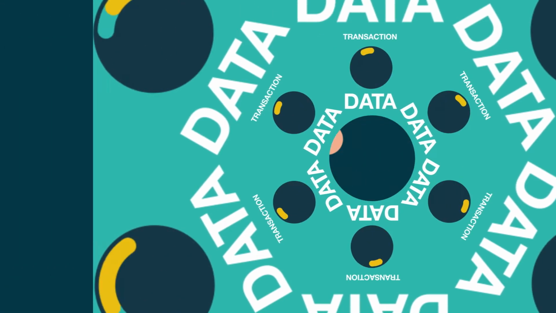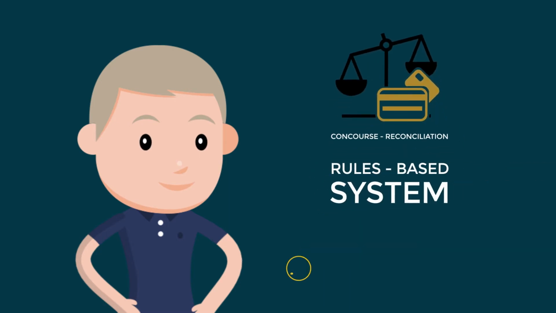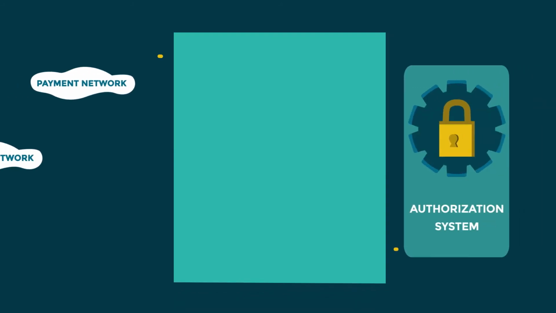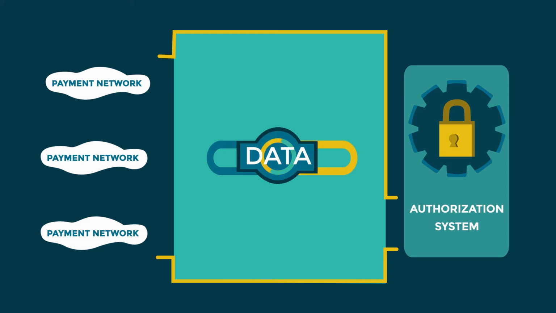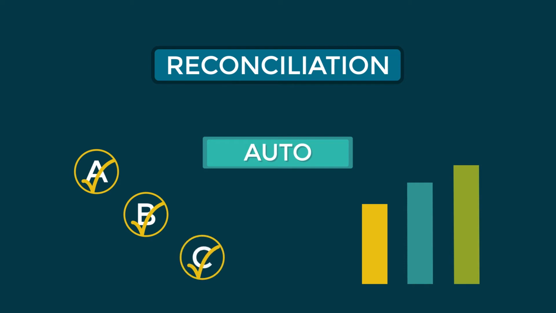Thankfully, Mark uses Concourse Reconciliation to automate the reconciliation process. He likes Concourse Reconciliation because it is a rules-based system that he can configure with specific equivalency checks and tolerance levels. He also likes that Concourse automatically loads data from his company's authorization system and all the payment networks. As these transactions are loaded, Concourse Reconciliation automatically links the data from the different sources. As soon as the data is loaded and linked, the reconciliation process automatically occurs using the equivalency checks and tolerance levels configured in the system.